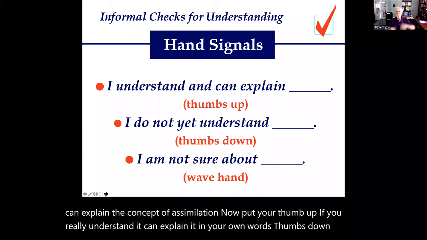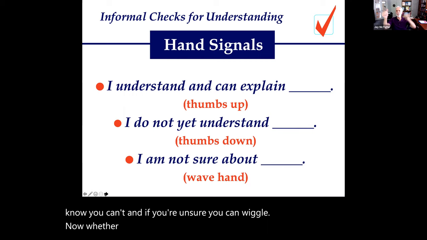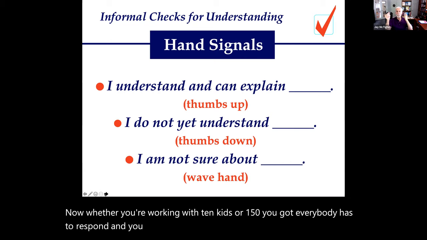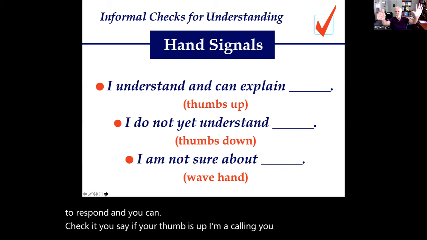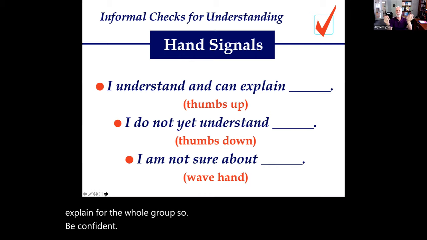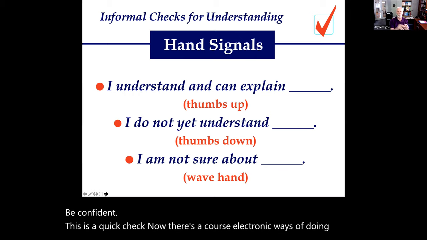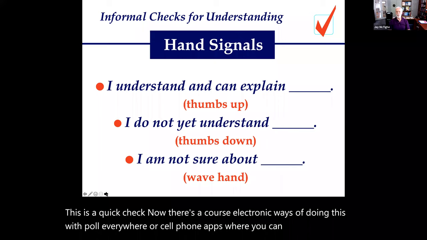Now, whether you're working with 10 kids or 150, everybody has to respond and you can check it. You say, if your thumb is up, I may call on you and ask you to explain for the whole group. So be confident. This is a quick check. Now there's of course electronic ways of doing this with Poll Everywhere or cell phone apps where you can signal. It's a quick check even in large lecture halls just to get a pulse of the students.